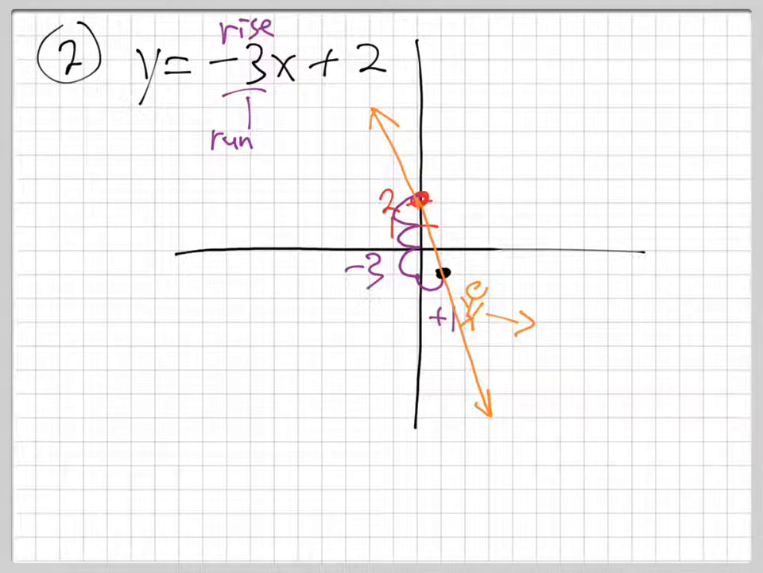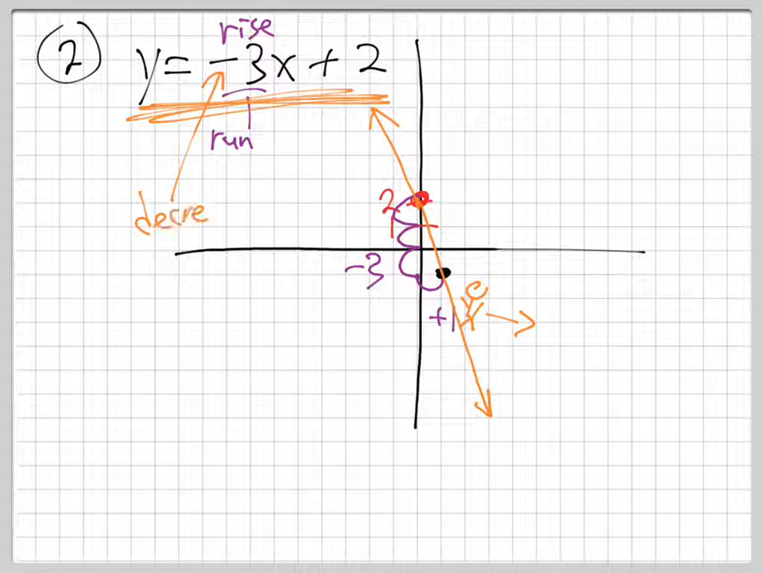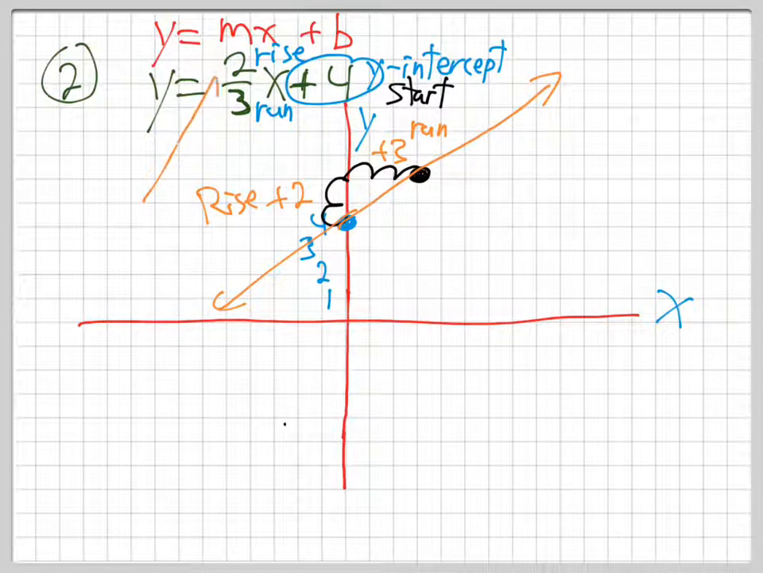So in other words, how could we look at this equation and know right away that the line's going to be going down? That negative means it's going to be decreasing. It's a negative slope. It's going to go down and over, huh? Whereas the last one, it was a positive. There's nothing there, which means positive. That's an increasing line. It's going to go up to the right.